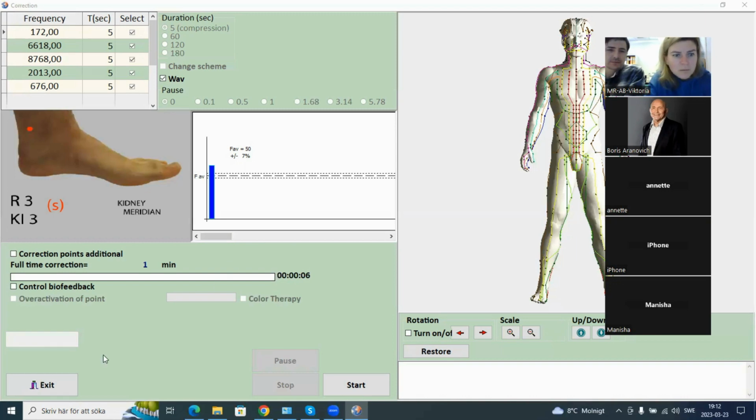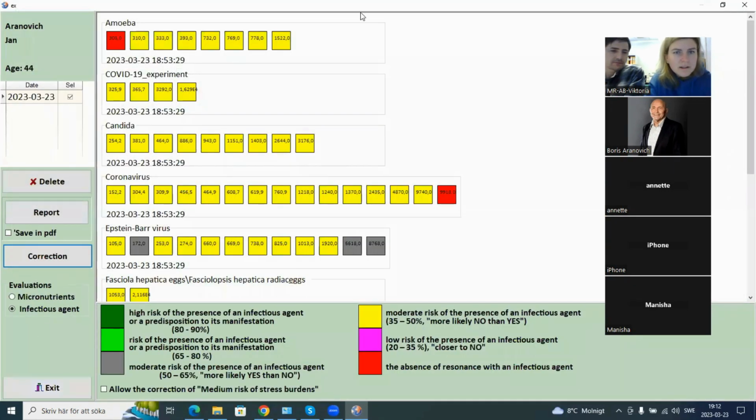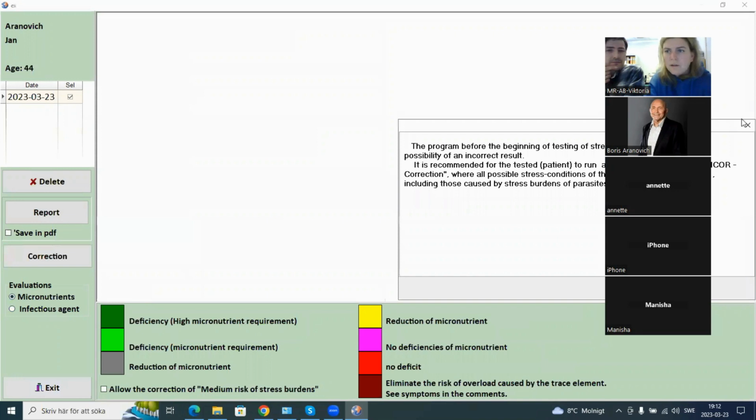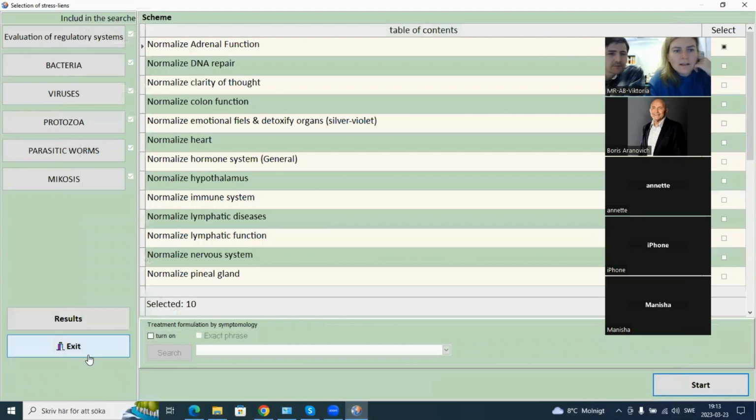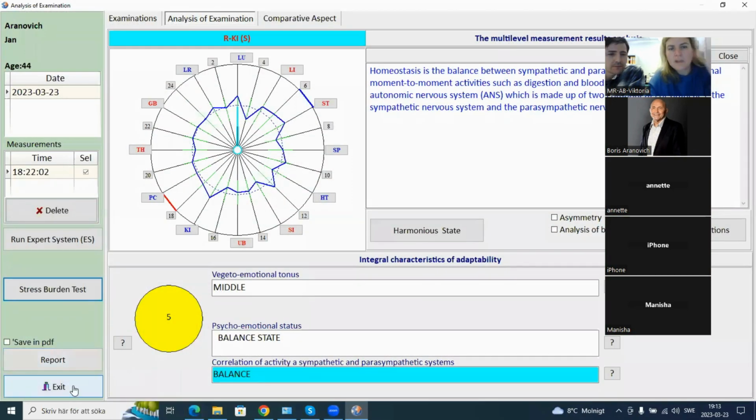So we go back. We're done. Micronutrients. In the new program, we don't have micronutrients. In the paid version, you can also check calcium, magnesium, zinc, bromine, boron, fluorine, different minerals. It's pretty interesting, actually. So we go back, exit. Now we're done with all measurements, so we go out.